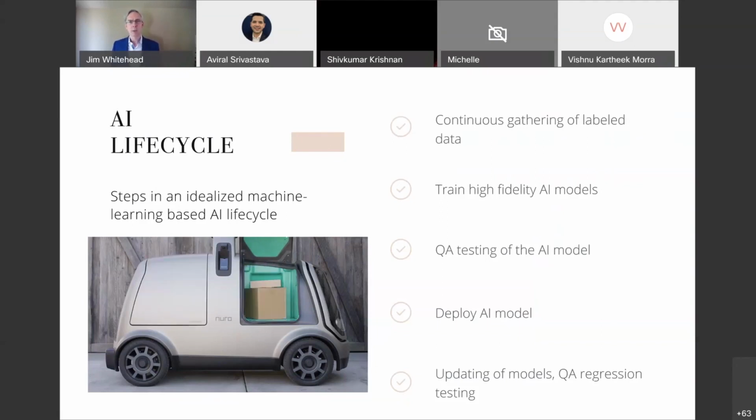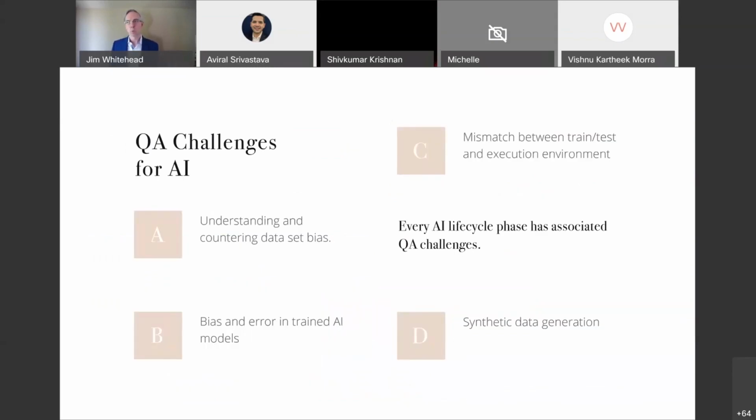Every single one of these areas provides opportunities for errors and problems to creep in. And every one of these phases is an area where you need to be focused on how do you either avoid bias or how do you ensure robustness of the outputs from that particular phase. And so this leads to 4 QA challenges for AI. There's many others, but I'll focus on these 4 in the talk here today. So 1, understanding and encountering bias in your data sets. Like a lot of computer science, if you have bad data coming in, you'll have bad data going out.